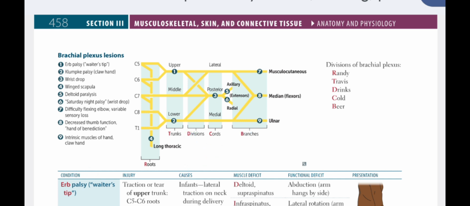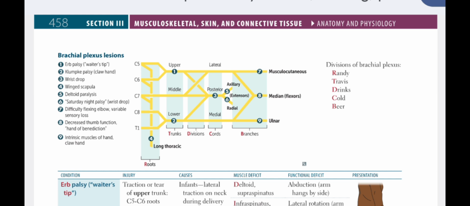First of all, we have C5 and C6. C5 and C6 join together and form a trunk known as the upper trunk. The C7 continues as it is and forms the middle trunk, and then you have C8 and T1 that join together and form the lower trunk. So we have three trunks: upper trunk, middle trunk, and lower trunk. The upper trunk is formed by C5 and C6, the middle trunk is formed by C7, and the lower trunk is formed by C8 and T1.